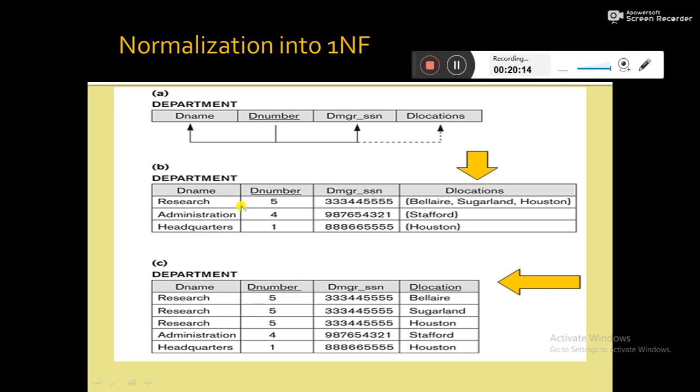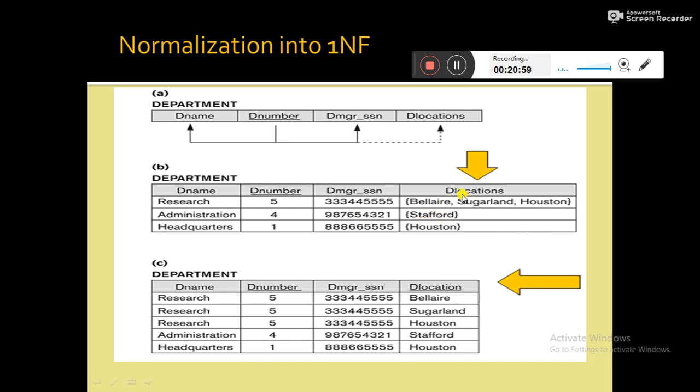Now let's populate the relation with a set of data. Suppose the department number is 5, the department name is research, and the department manager's social security number is this one. And suppose the research department belongs to different locations: suppose Bellaire, Sugarland, and Houston. In these three locations the research department has buildings. Similarly, for example, the administration department number is 4, this is the social security number of the department manager, and it belongs to the Stafford location.